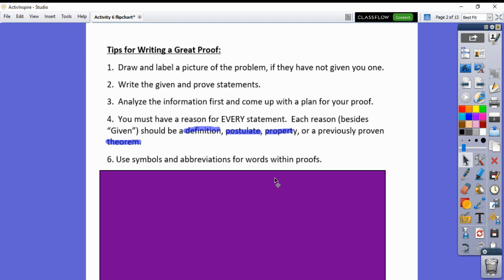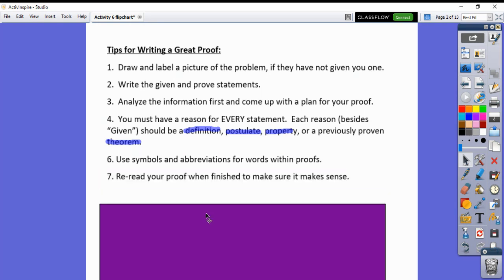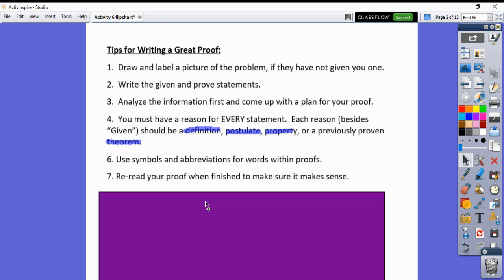You also want to use symbols and abbreviations for words within proofs. Sorry, that should be number 5, not number 6. A good way to do that would be to use the congruent symbol if you're saying the two angles are congruent to each other. And lastly, you want to reread your proof when you're finished in order to ensure that it makes sense.